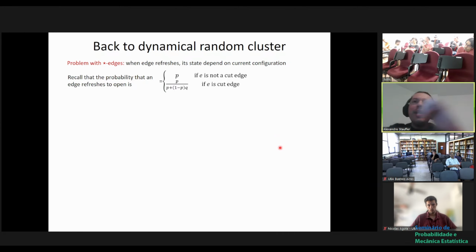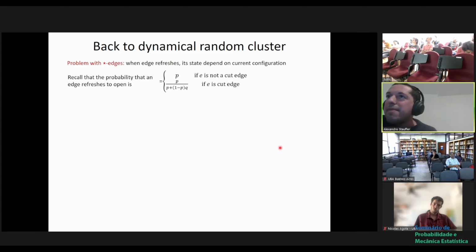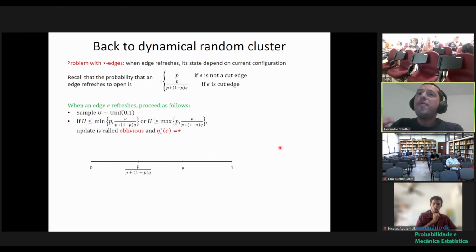So we run a little bit into a problem, because when an edge refreshes, its state depends on the current configuration. So a star edge, if I just call it a star, I miss the meaning of what a star edge was, which would mean it was something I didn't know about. Right? I am completely independent of the past. So what we do is that when an edge refreshes, we do the following procedure.